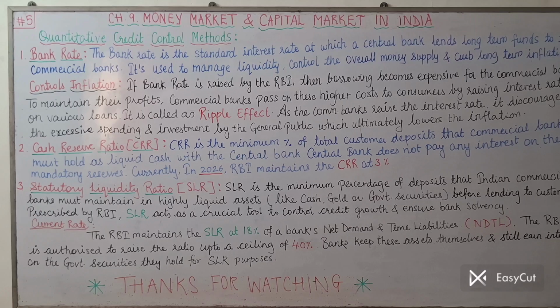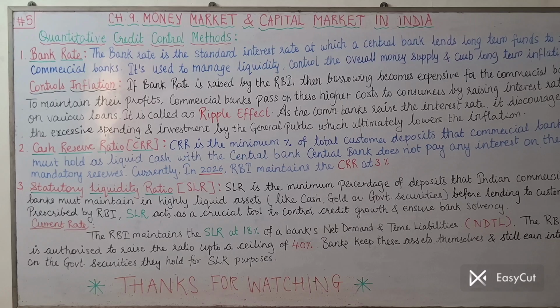And what are time liabilities? In short, we may understand them as FDs, fixed deposits. That means I am keeping funds for 3 months, 6 months, 1 year. For a certain time period people are investing, and those are called time liabilities. I hope the point is clear. So currently the SLR is maintained at 18% of the bank's net demand and time liabilities, and this ratio is calculated on the basis of the NDTL held by any bank.